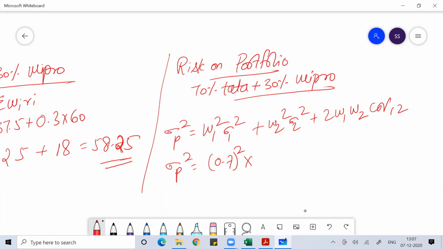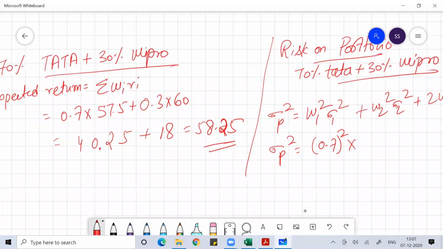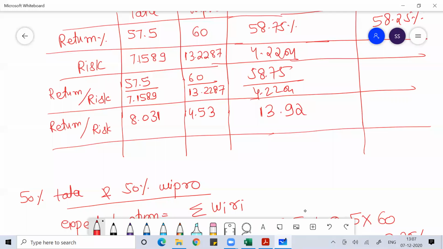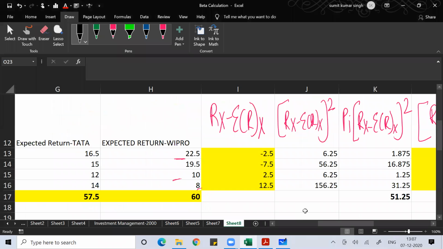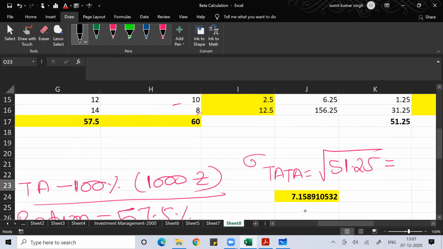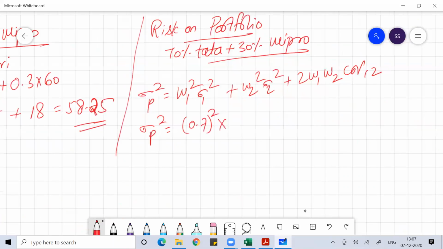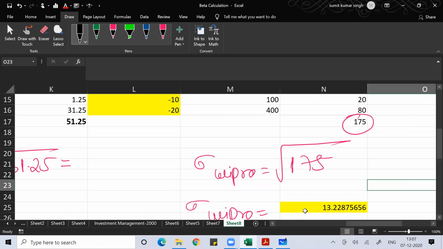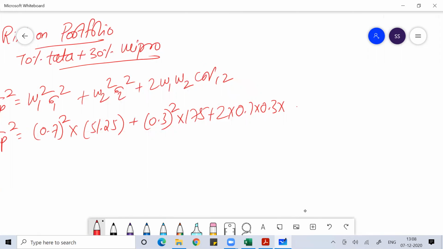Sigma means the standard deviation of 1 and 2. So this is standard deviation 7.61, and the square of that, how much was that value for Tata? 51.25. So 51.25 plus 0.3 square into the variance of the other one, 175, plus 2 W1 W2, 0.7 into 0.3 into covariance. Covariance was how much? Minus 77.5.